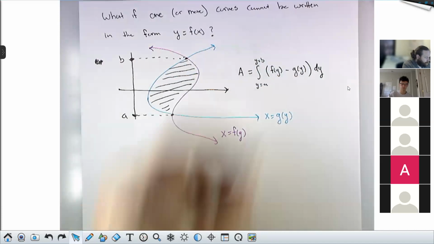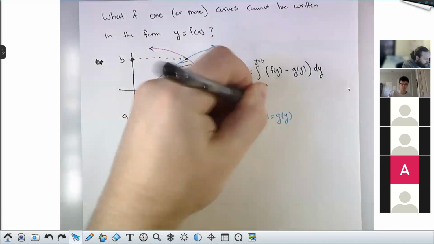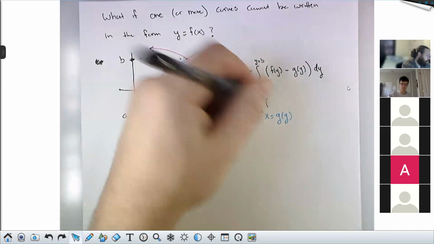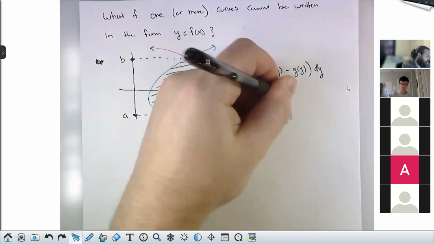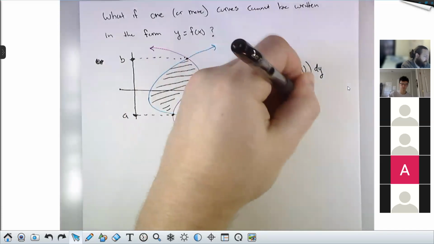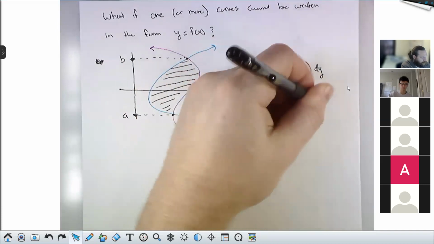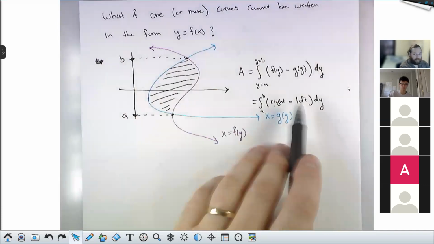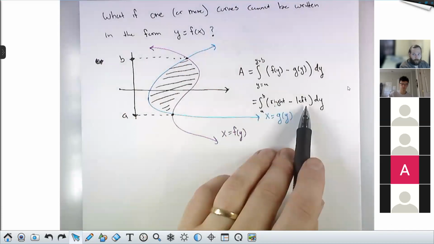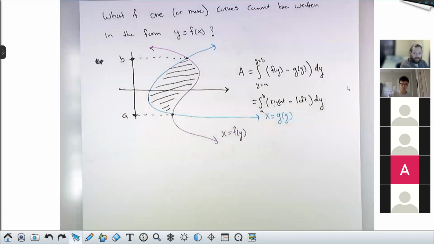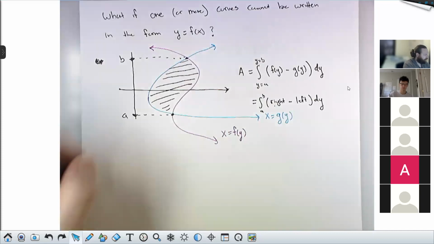And the simple way to think of this is the integral from a to b of the right function minus the left function. But you need to express both functions in terms of the variable y. In other words, you need to solve for x. All right, I'll show you a concrete example. Okay, let's look at an example.